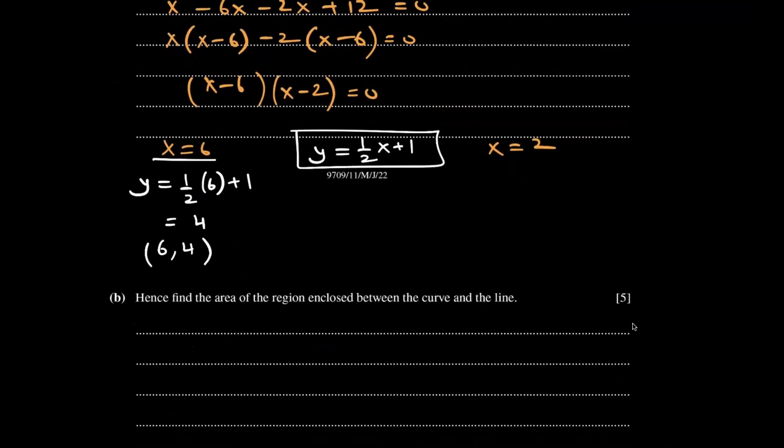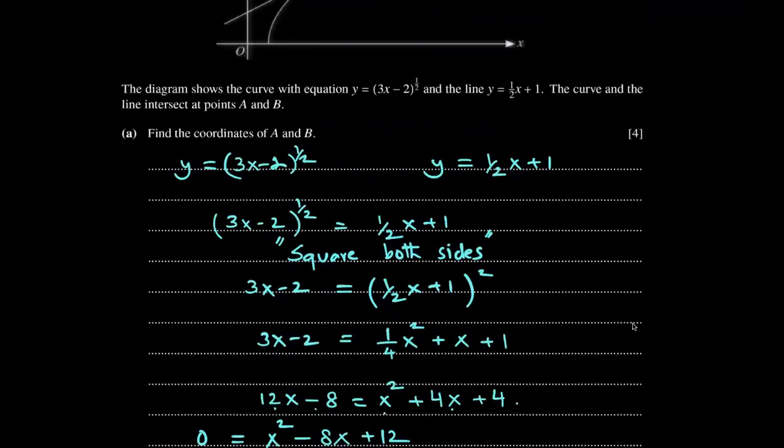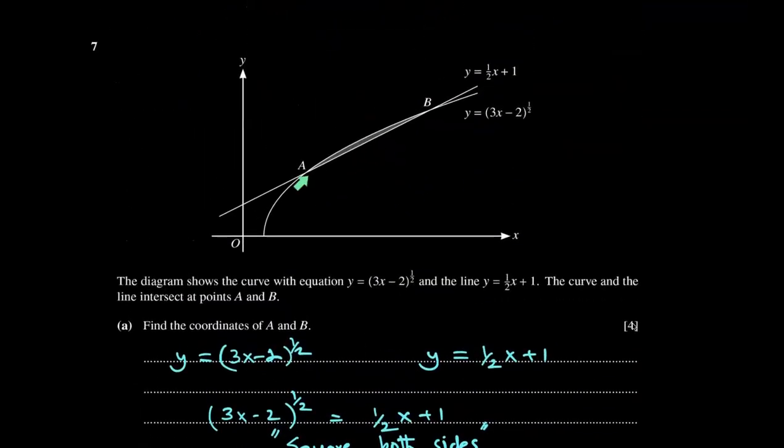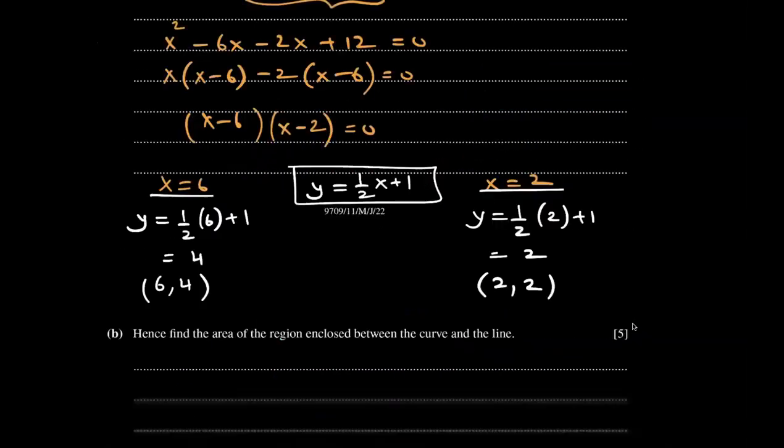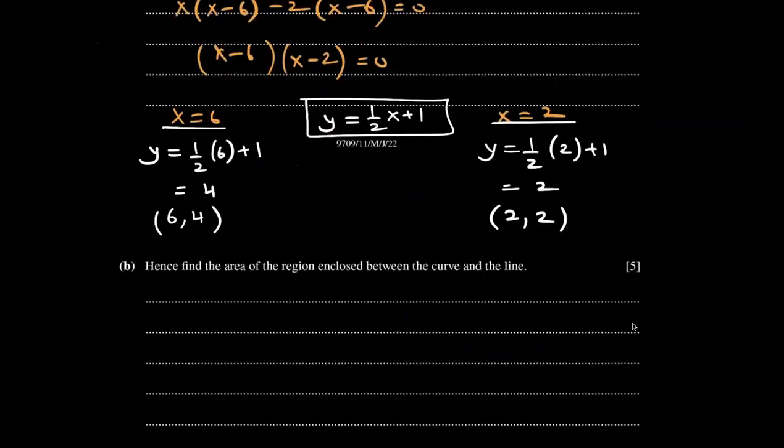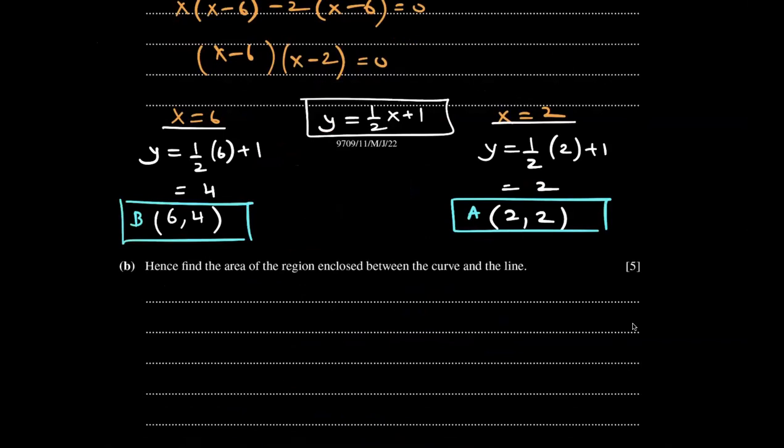And when we plug in x equals 2, y equals half into 2 plus 1, which is 1 plus 1, which is 2. Therefore, this is (2, 2). Now let's go up and have a look at the diagram. This is (2, 2). This is (6, 4). So let me write it in the proper order with the proper symbol. So therefore, this is A and this is B. So these are the coordinates of A and B.